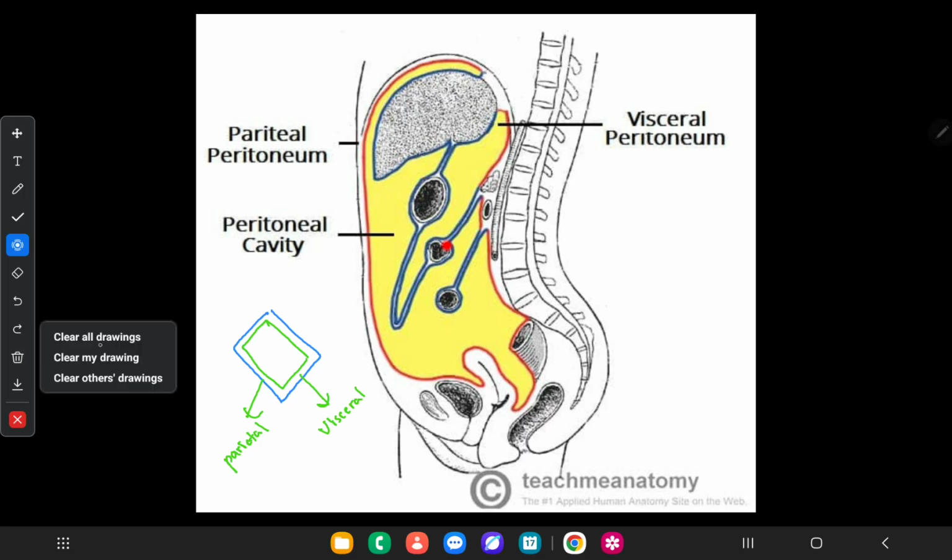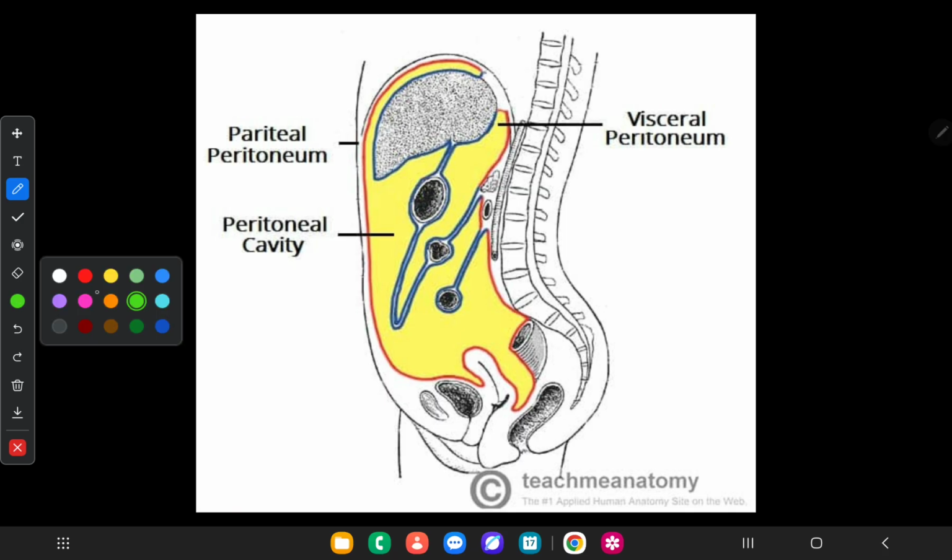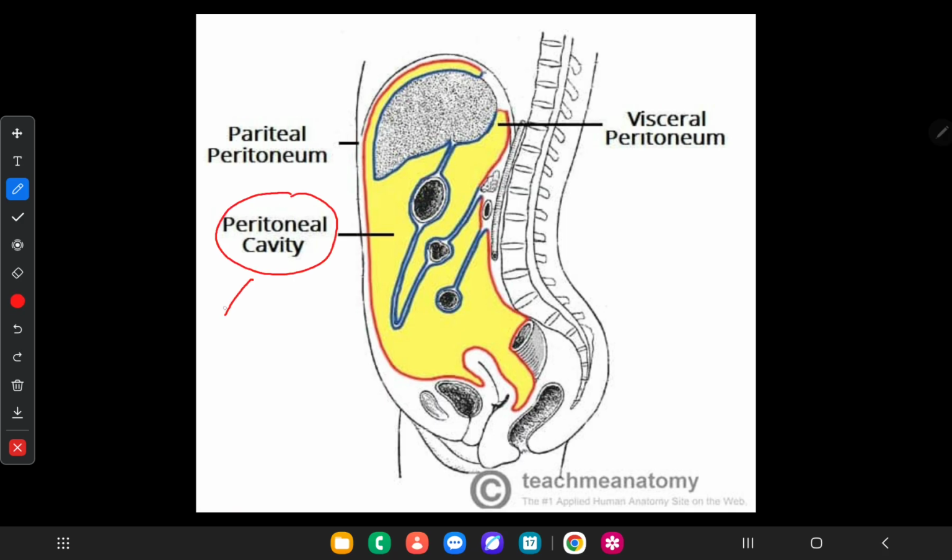When we talk about the peritoneal cavity, you can see the yellow color one is the peritoneal cavity, and it can be divided into two major parts, two major subdivisions: the greater sac and the lesser sac. The two sacs are in communication with each other at the epiploic foramen. I will show you later what the epiploic foramen is.